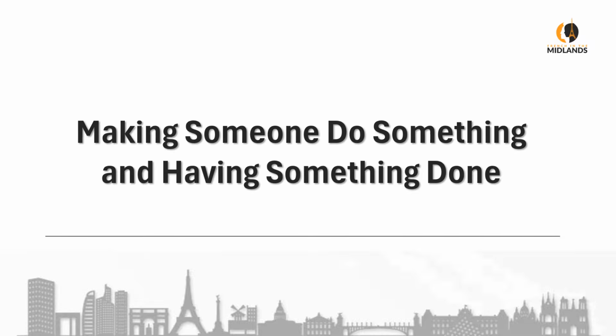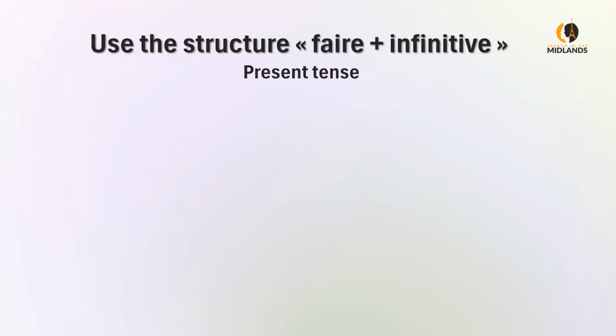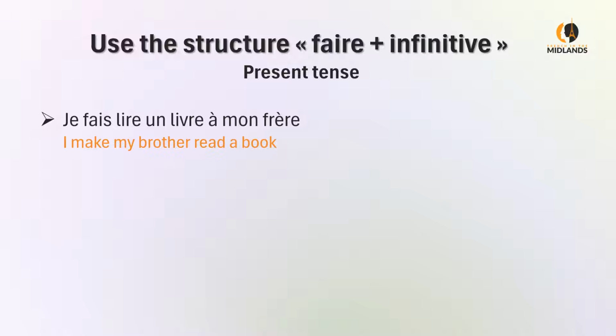Today's lesson is about how to say to make someone do something or to have something done. In the present tense, use the structure faire plus infinitive. Je fais lire un livre à mon frère. I make my brother read a book.